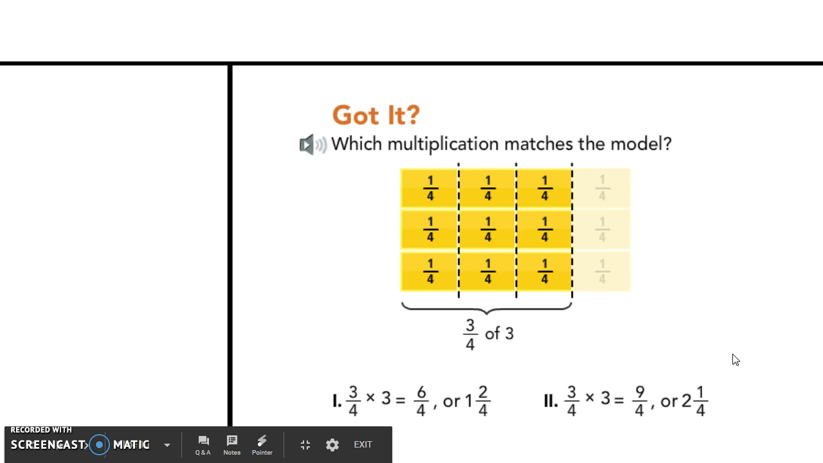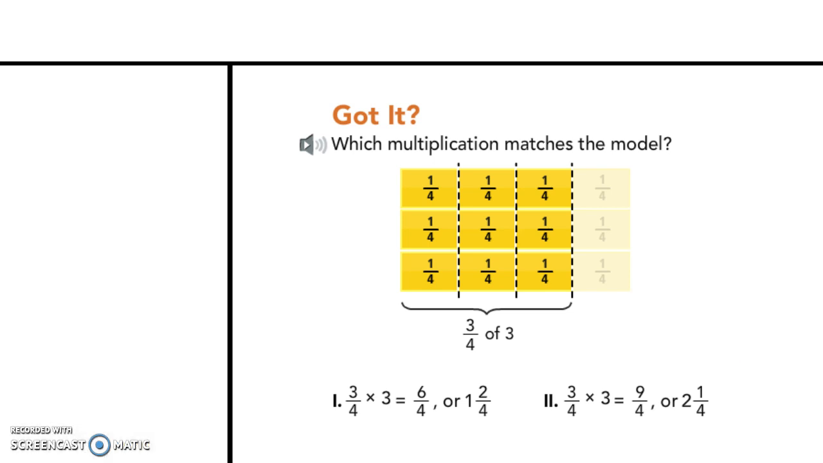Now right here, which multiplication matches the model? You need to first look and see how many wholes you have. If you look right here, you have 3 wholes. Both of your choices down there have 3 as the whole number.